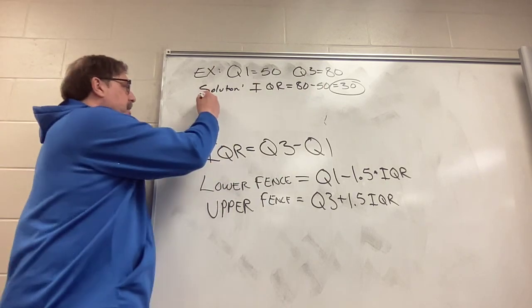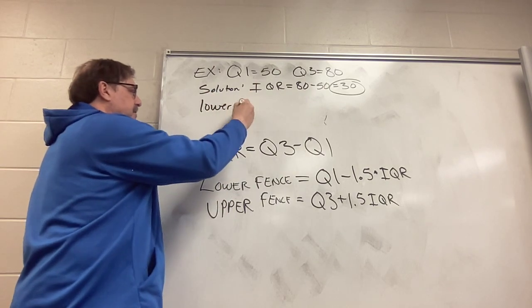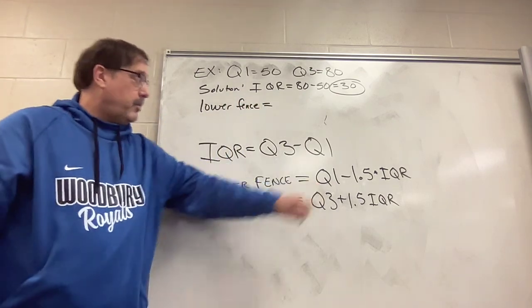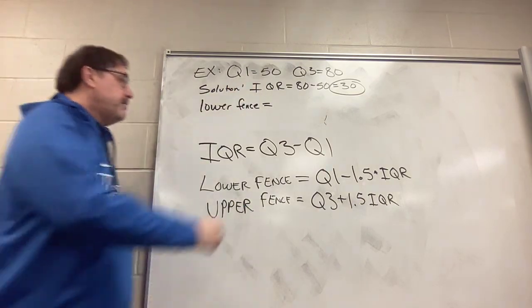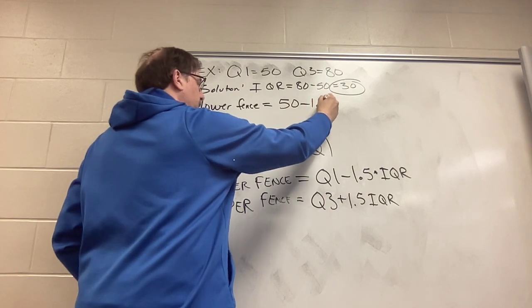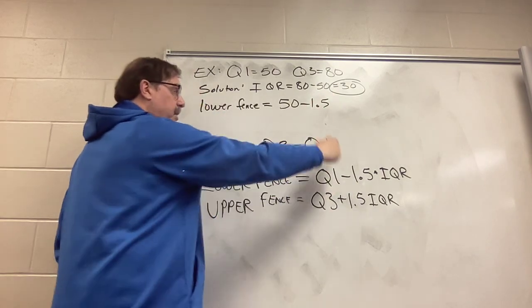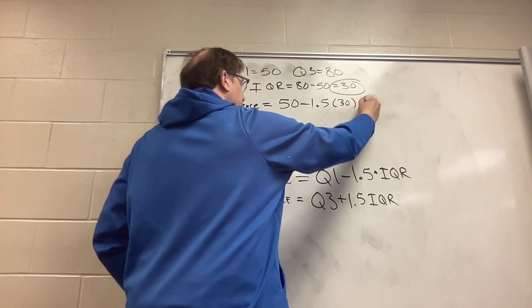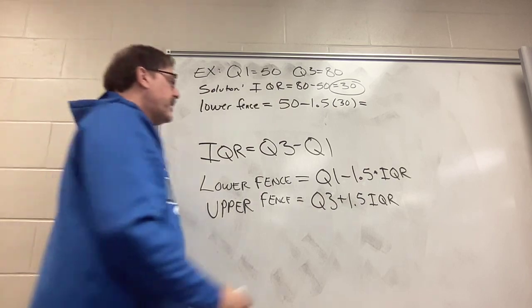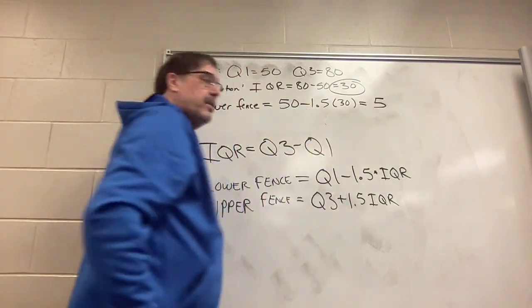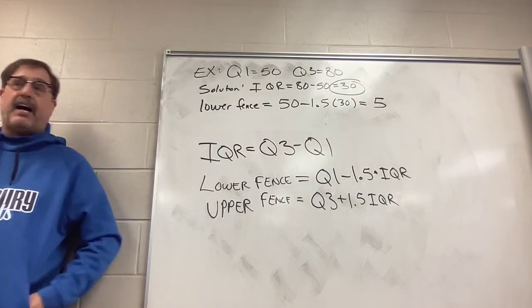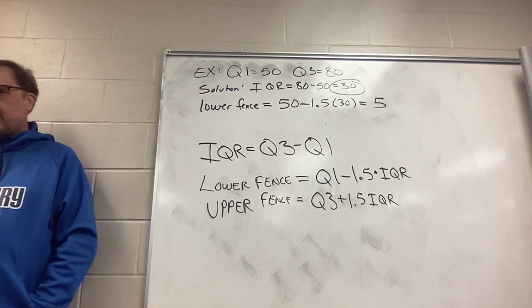Now you write lower fence equals Q1, 50, minus 1.5 times the IQR, times 30. In your brain or in your calculator? The lower fence is 5. So if you look at all the data, anything below 5, you'd say that's an outlier.